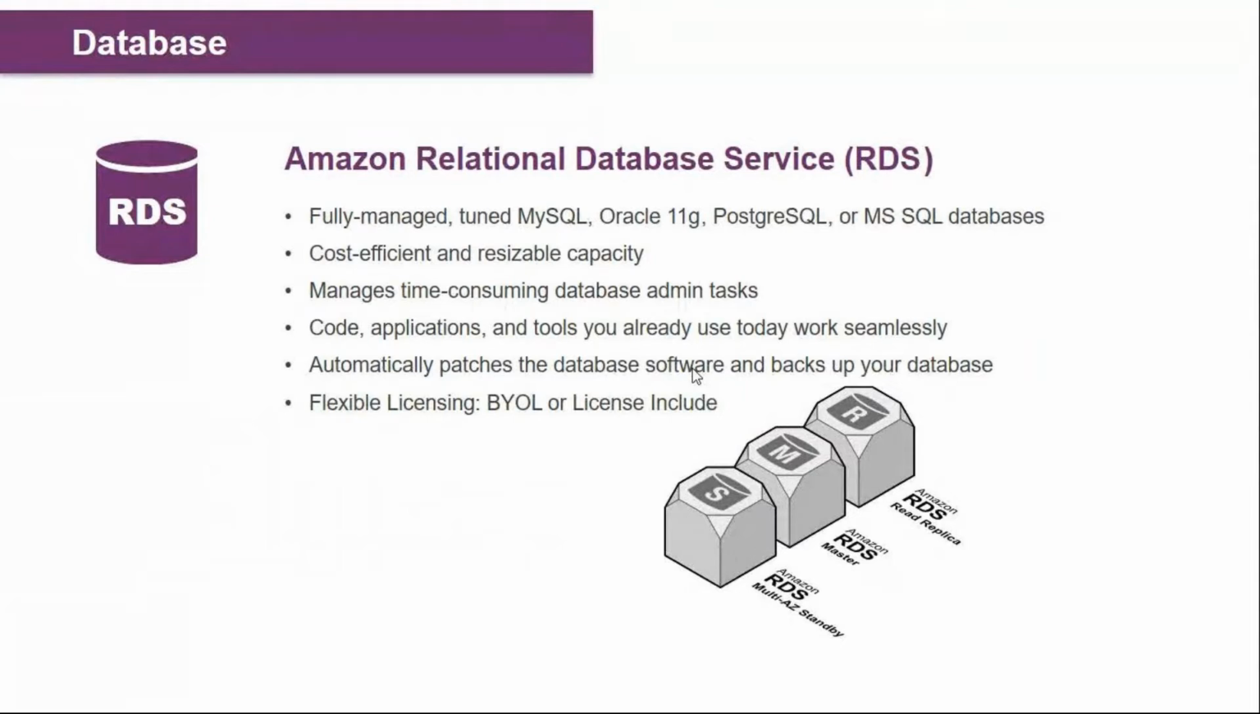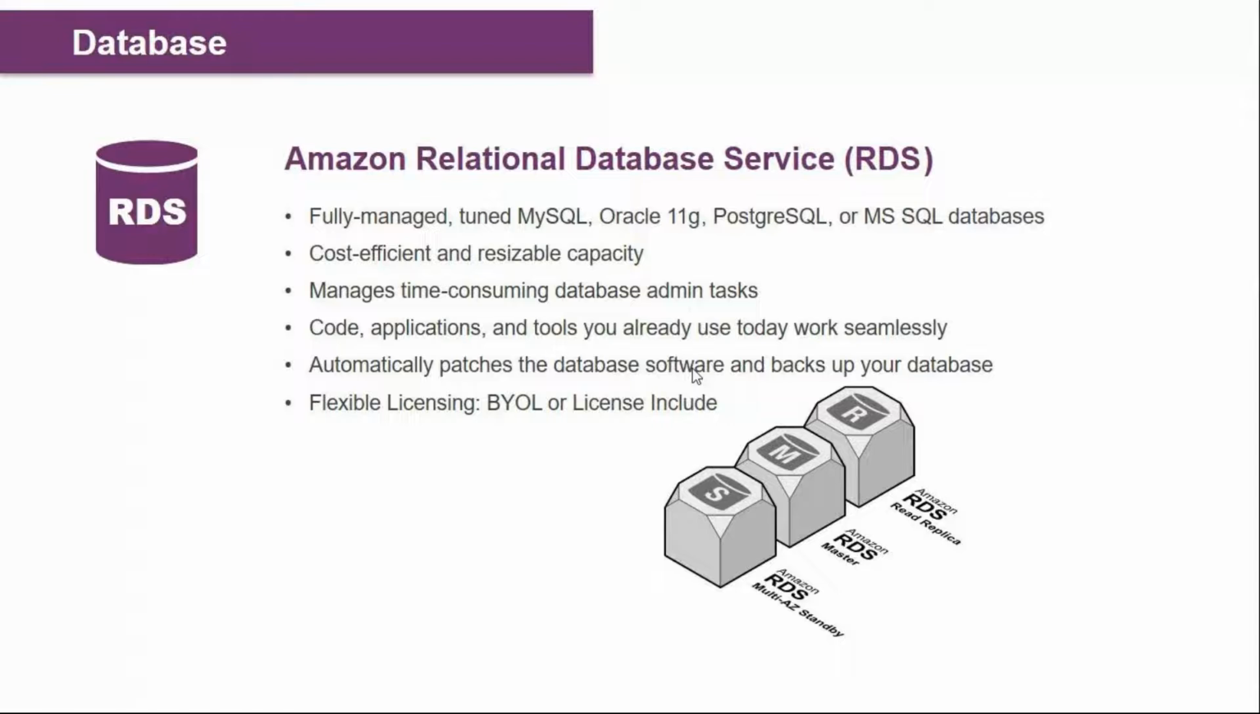Moving to the next service, database, that is Amazon Relational Database Service (RDS), hosted and managed MySQL, Oracle or MS SQL. It manages the time-consuming database admin tasks like backup, snapshot, upgrade, replication. Code, app and tools integrate seamlessly, just change a connection string. Multi-AZ means multiple availability zones, and there is a read replica option for MySQL to provide a secondary database.